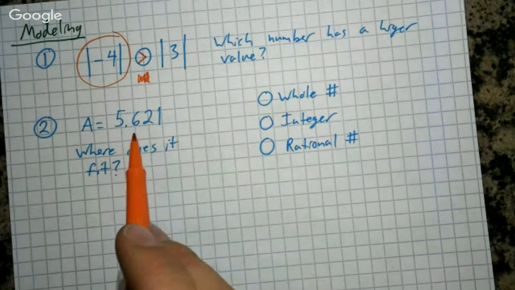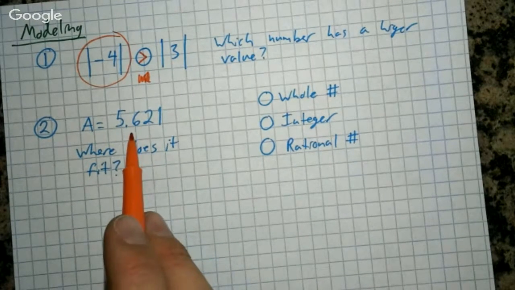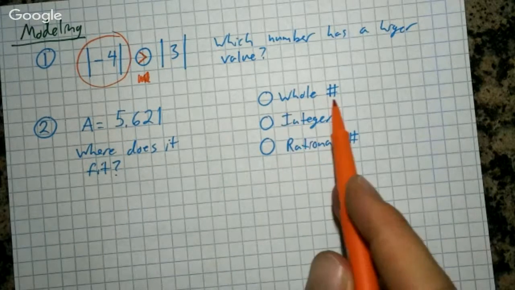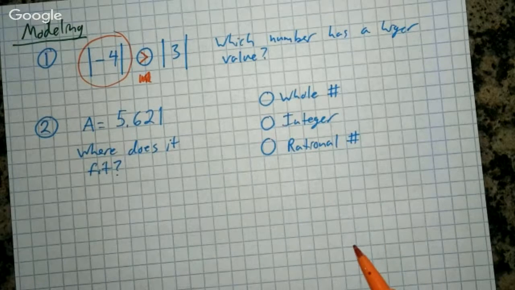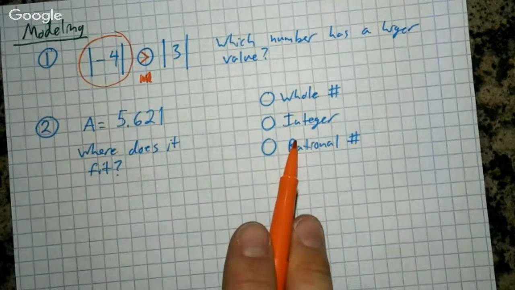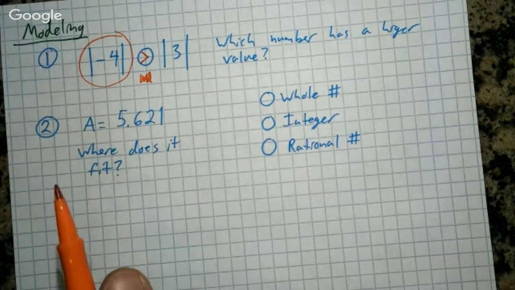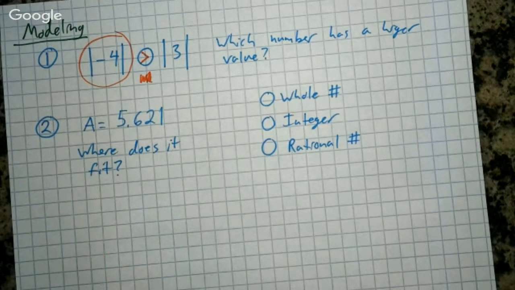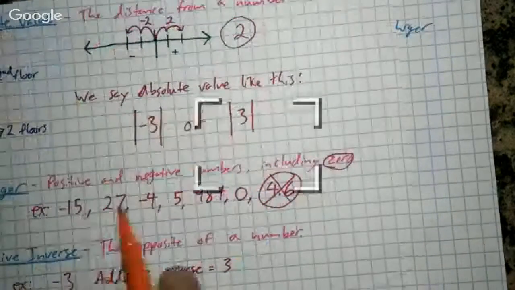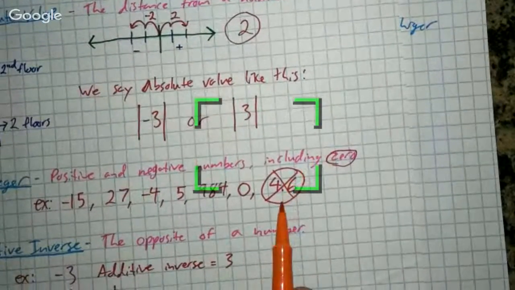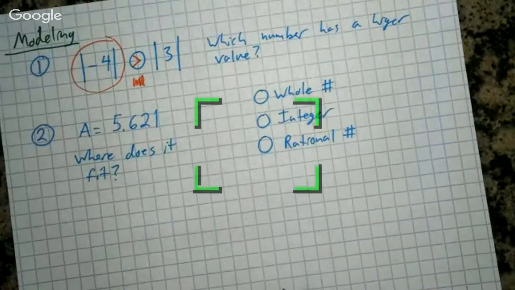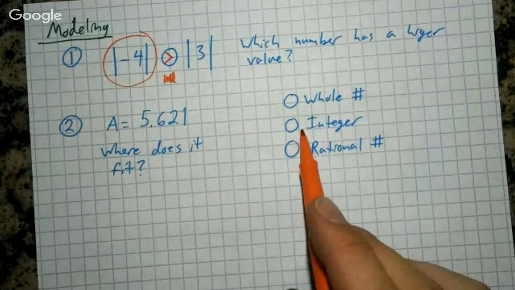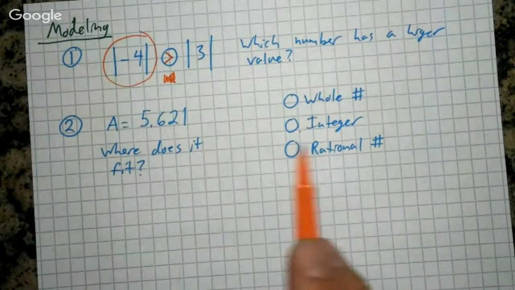5.621 is not a full number or a whole number, so I'm not going to put it over there. Is it an integer? If I look back at my notes, an integer is a positive and negative number including 0, but it is not decimals. So it is not going to be an integer. It's not a whole number, it's not an integer.